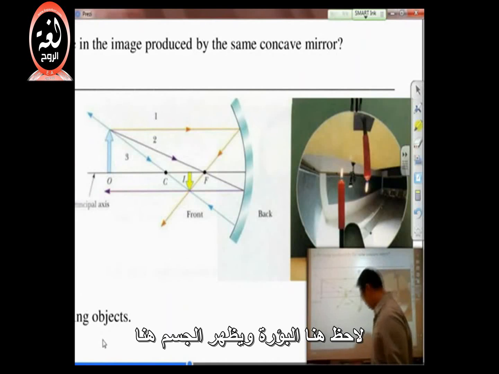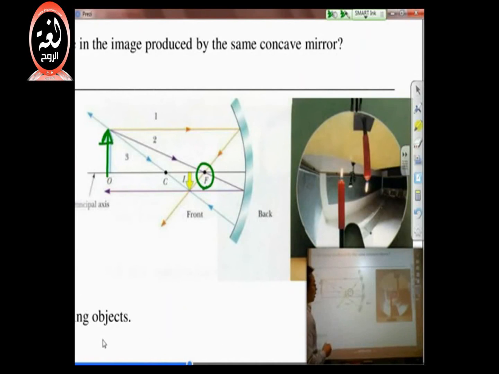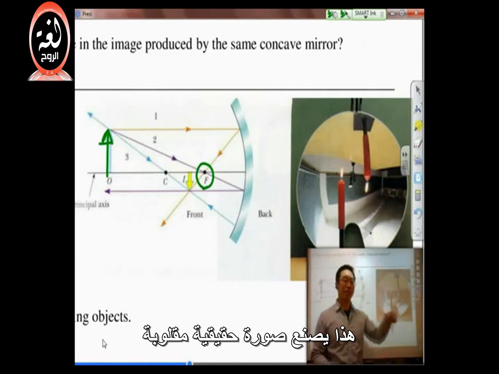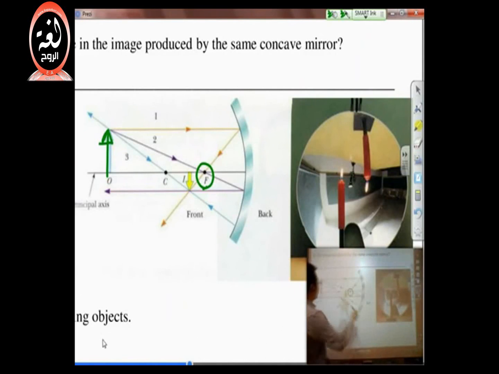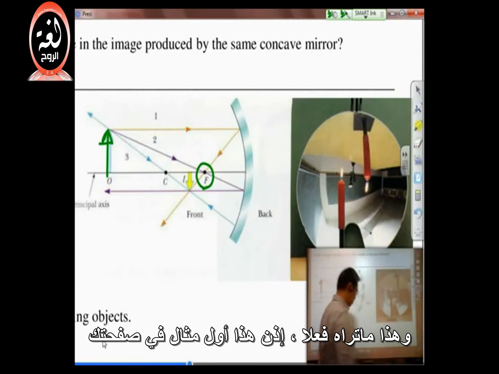So if you guys note, here's the focal point, and the object is all the way back here. Okay? When the object is held behind the focal point, it creates a real inverted image. Okay? And that's just the way that the lines are going to draw out, and that's what we actually see.